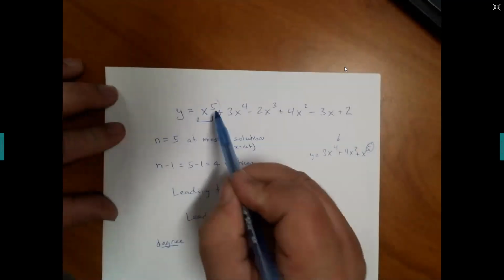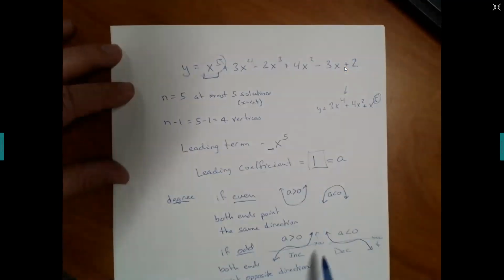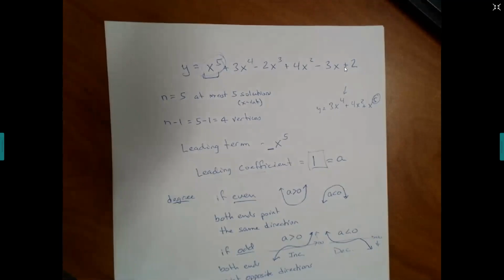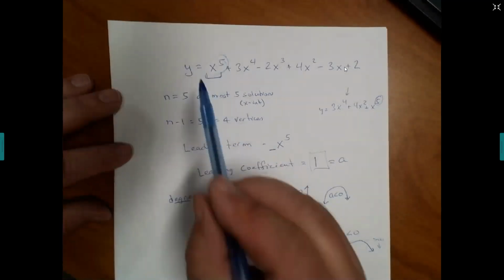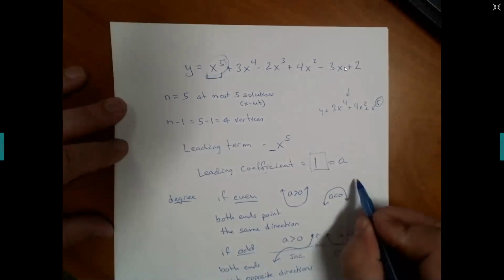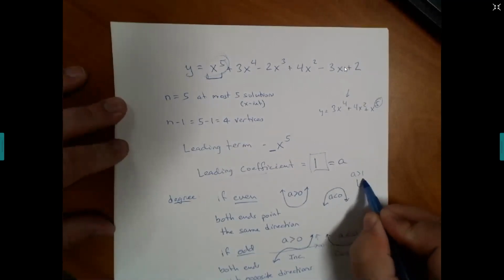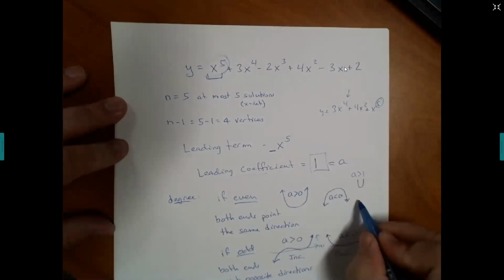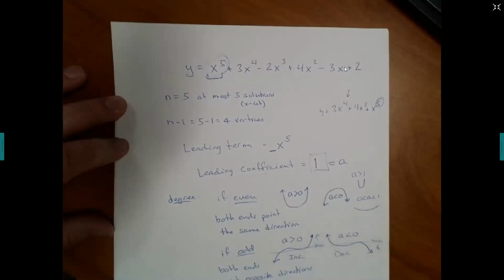So from here, we look at the leading term. The leading coefficient tells us which direction it points, up or down. And if it's large, the larger it is, the more narrow it becomes. If A is greater than 1, it's more narrow. If A is between 0 and 1, it's more wide.